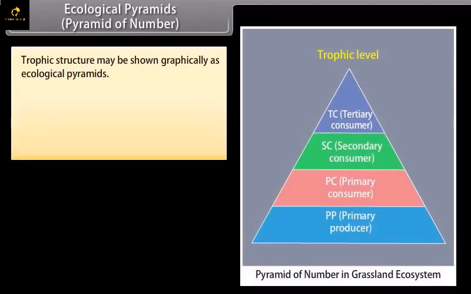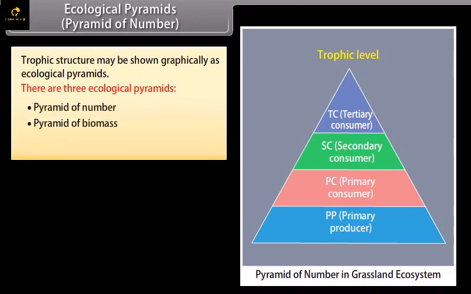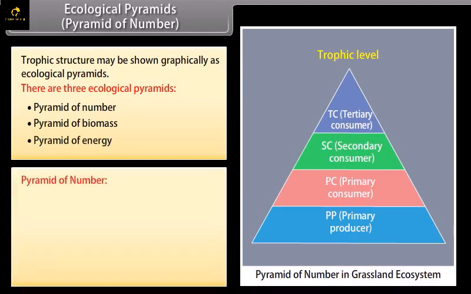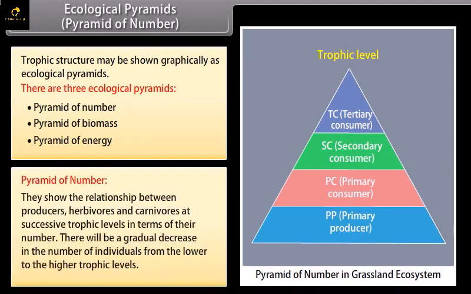Ecological pyramids. Pyramid of number. Trophic structure may be shown graphically as ecological pyramids. There are three ecological pyramids: pyramid of number, pyramid of biomass, and pyramid of energy. Pyramid of number. They show the relationship between producers, herbivores, and carnivores at successive trophic levels in terms of their number. There will be gradual decrease in the number of individuals from the lower to the higher trophic levels.